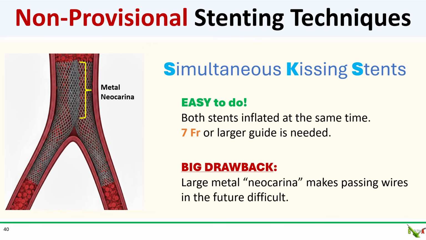SKS is very easy and very quick, but there is a big drawback. You will end up with a large metal neocarina in the middle of the parent vessel, which will make passing any wires into the distal branches for any future PCI very difficult or nearly impossible. And for this reason, SKS, at least in the coronaries, is usually only reserved for emergencies or for bailout situations.